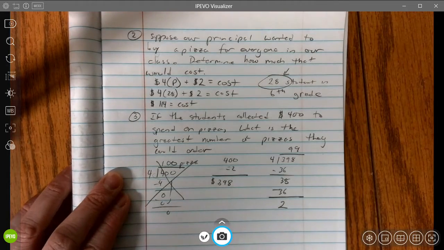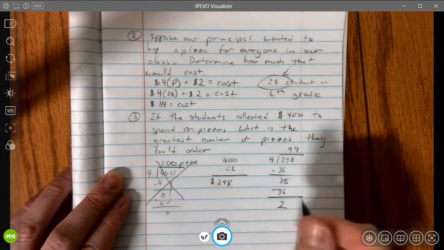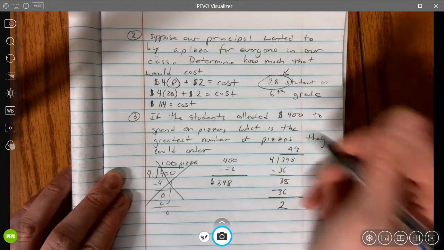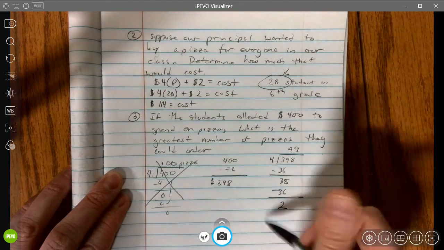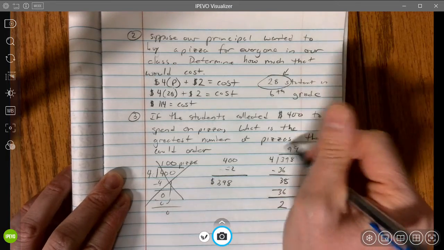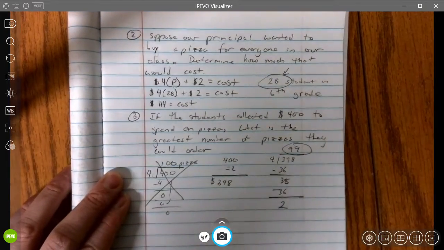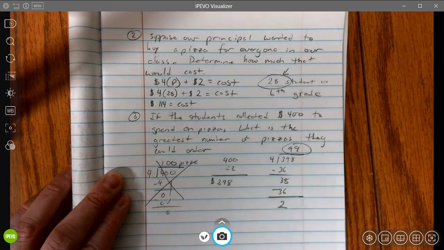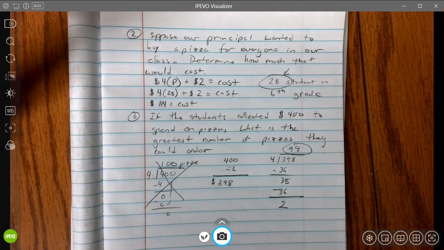So I have a remainder, but in this case, the remainder is not going to do anything with me because I can't buy part of a pizza, right? We're solving to find how many pizzas. How many pizzas could I buy? 99. All right, that's it for this lesson.